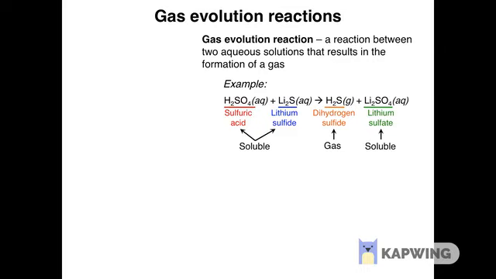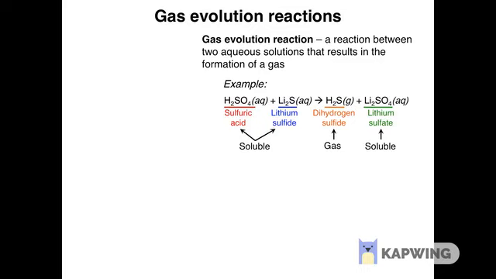In this reaction, the first reactant is an aqueous solution of an acid. Remember, acids, like ionic compounds, tend to dissociate when they are dissolved in water, and sulfuric acid dissociates into H+ cations and sulfate anions, SO4 2-, almost completely. The second reactant is an ionic compound, and like all ionic compounds that contain lithium+ cations, it is soluble.